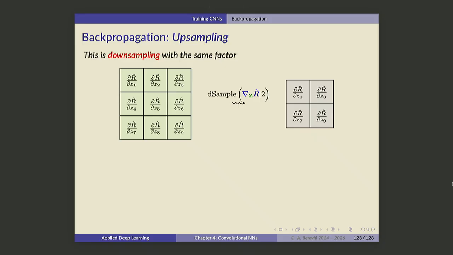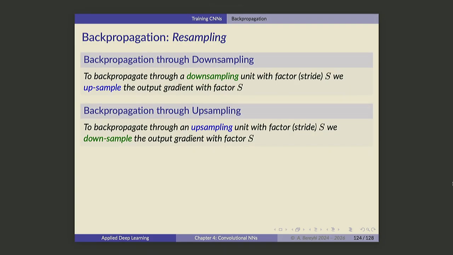Okay, so here you have the downsampling, and the whole moral of the story is that when you are doing resampling, the backpropagation is again resampling. Upsampling is going to be downsampling. Downsampling is going to be upsampling. Same factor, right? Everybody's cool? Questions?